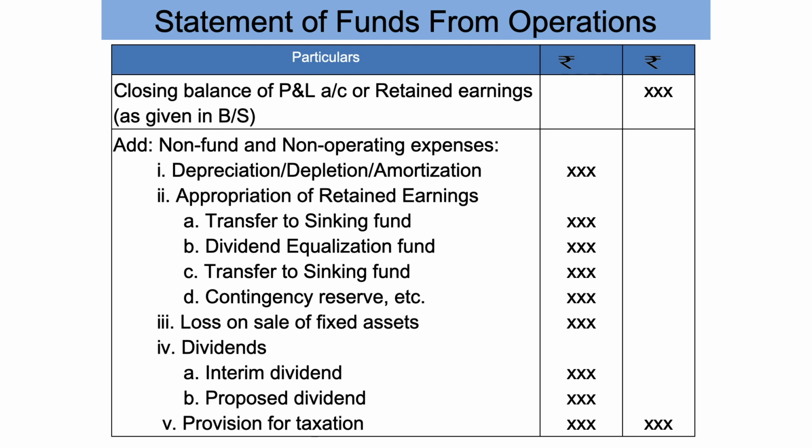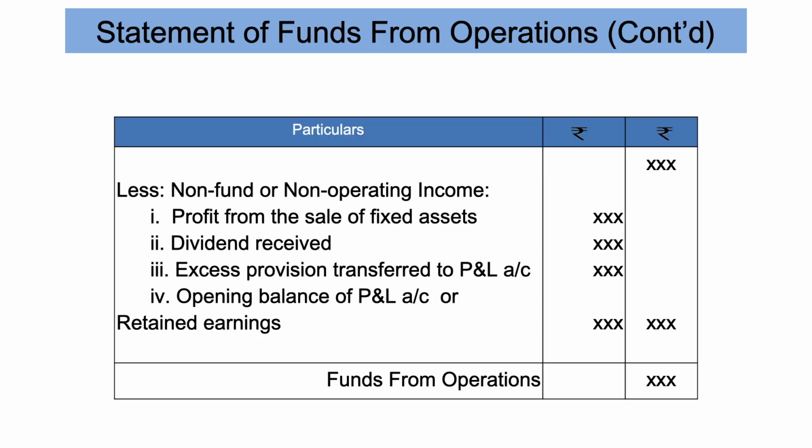Closing balance of profit and loss account. Add non-fund and non-operating expenses, that is depreciation, appropriation of retained earnings, loss on sale of fixed assets, dividends, provision for taxation. Subtract non-fund or non-operating income, profit from sale of fixed assets, dividend received, excess provision transferred to profit and loss account, opening balance of profit and loss. The balance is called funds from operations.